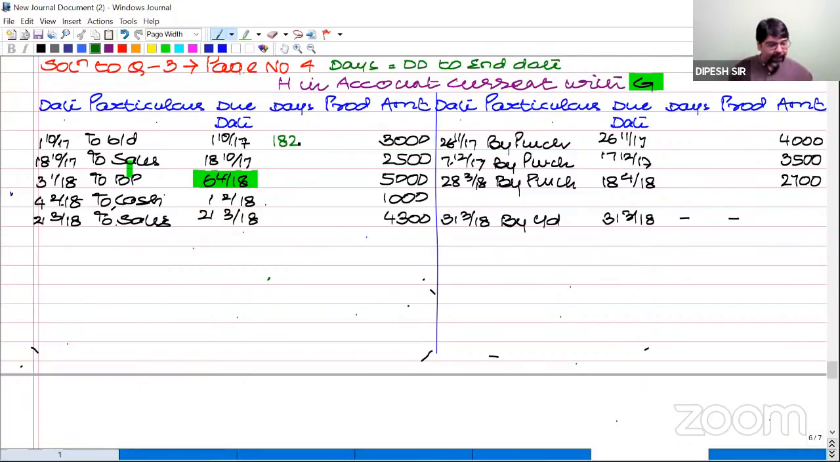Then 18th of October: 31 minus 18 is left with 13, plus November 30, December 31, January 31, February 28, March 31. 164. This is 6 days ahead. So this will become -6. This is 6 days ahead, after year end 6 days. So it will become -6, chartered. Am I clear? Yes, sir. No.